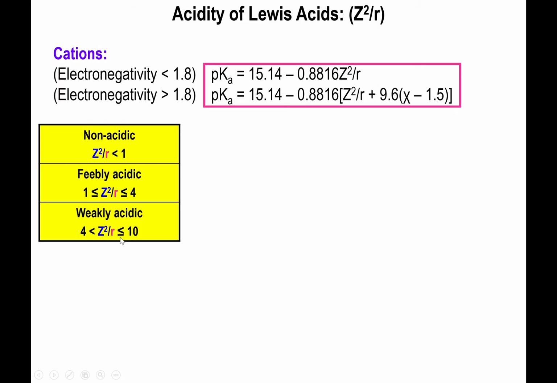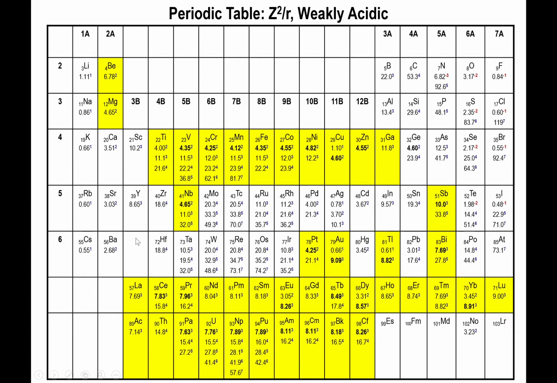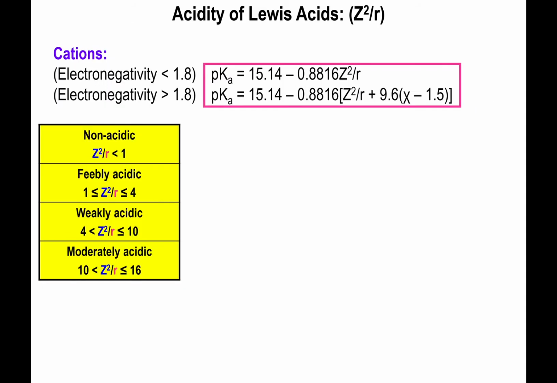Then you get to the ones that are weakly acidic, the values of C squared over R that fall between 4 and 10. And this actually is where the vast majority of the elements are, especially in lower oxidation states, the 2 plus state, as you can see for the lighter metals, and the 3 plus state for the bigger metals. These are the weakly acidic metals. And if you add them to water, you will see a drop in the pH that is moderate in scope.